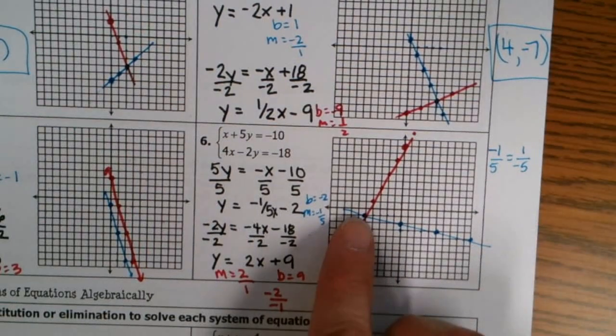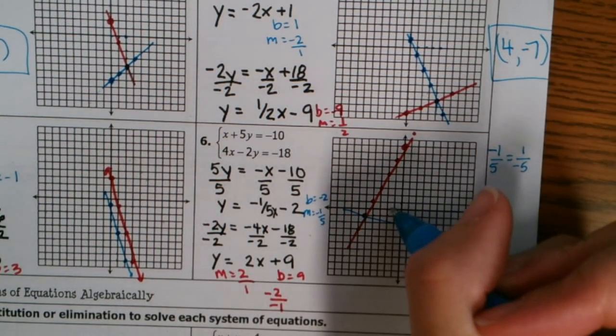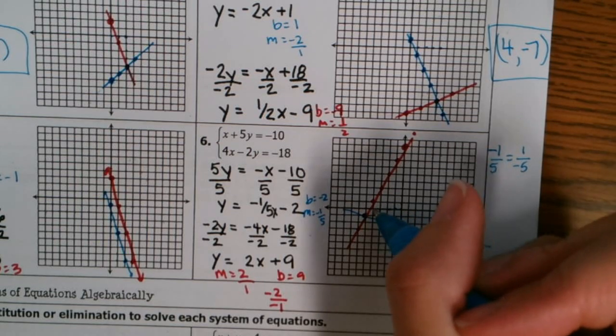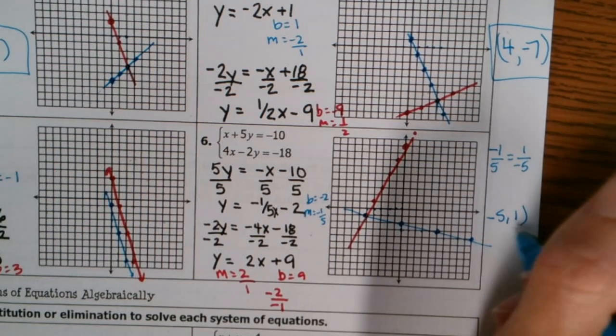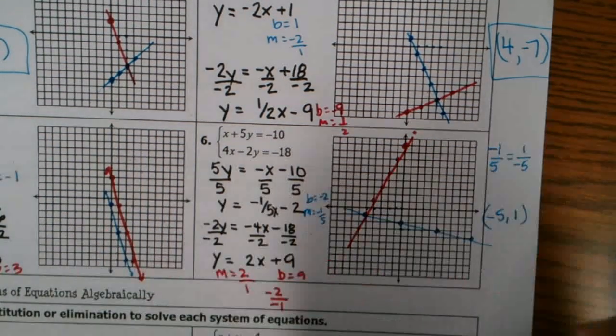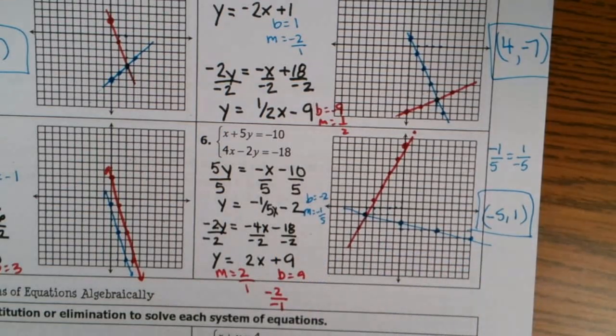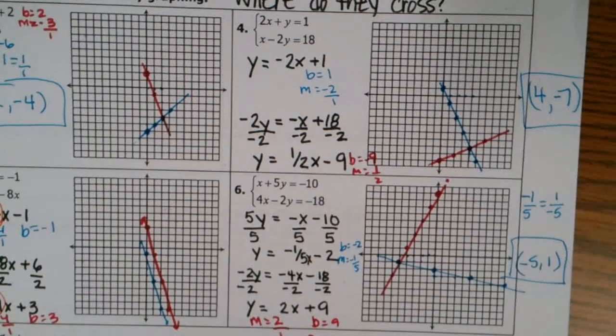So I need those coordinates right there. 1, I'm going left, 1, 2, 3, 4, 5, and down 1. Left 5, down 1. So this is my solution. Okay, that's a review of solving by graphing.